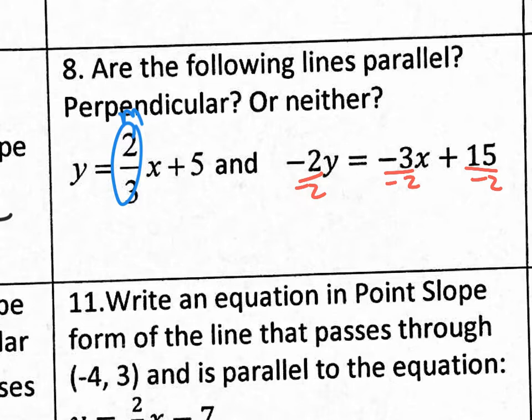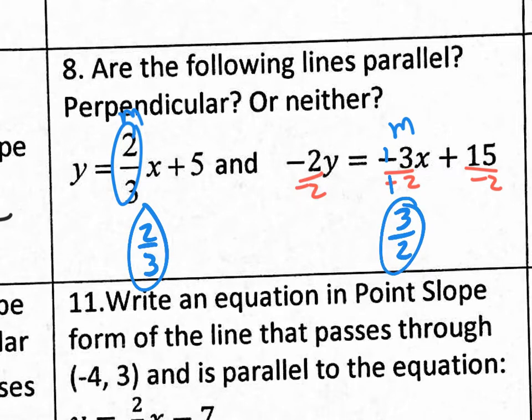Now some people will look at this slope and think, oh, that's an opposite reciprocal slope. But the truth is, a negative divided by a negative is a positive. So when you look at the slope 2/3 from this one compared to the slope 3/2 from this one, they are not opposite reciprocal slopes, and they're not the same slope, so it's neither. If you got that right, get up and move. Got it wrong, stay where you're at. Neither.